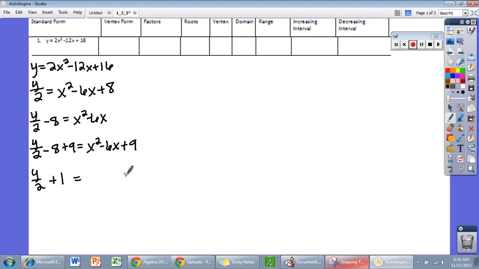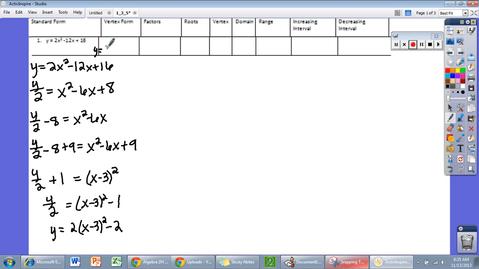And then I'm factoring x squared minus 6x plus 9. This factors to be x minus 3 squared. Now I want to move my constant term back over, so I'm subtracting 1 from both sides. And lastly, I want to get rid of this 2, so I multiply both sides by 2. So I get y equals 2 times x minus 3 squared minus 2. This tells me my vertex form, y equals 2 times x minus 3 squared minus 2. It also tells me that the vertex is a positive 3 and a negative 2.